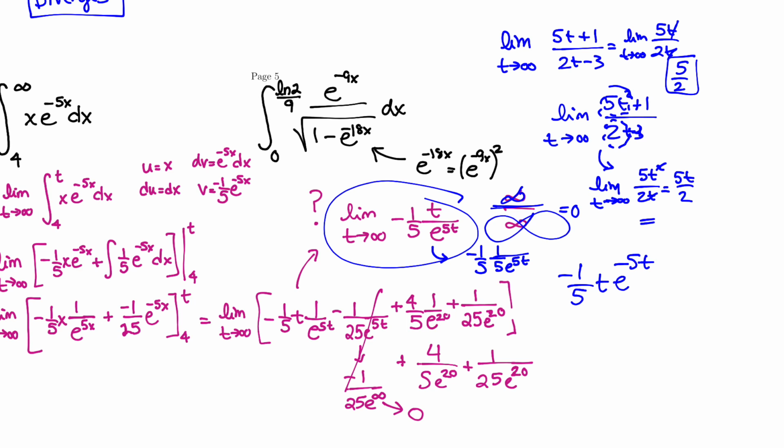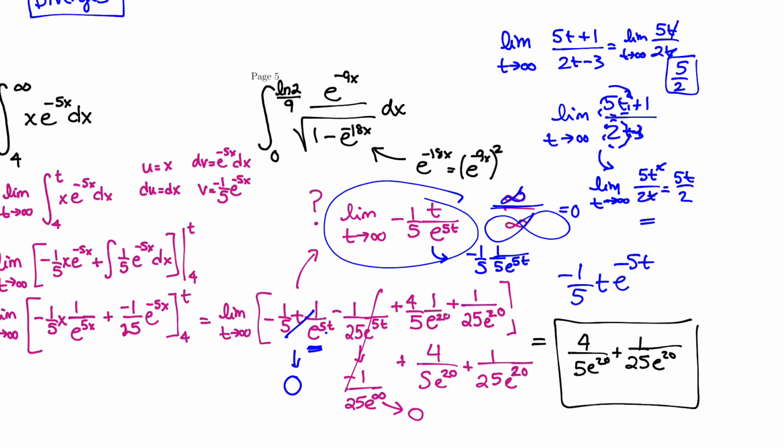Look as you go to infinity, and you'll see it goes to 0. So you would be able to say this piece goes to 0, because e to the 5t grows infinitely large compared to t, because of L'Hopital's rule or because of the graph. And therefore, this limit here is simply going to be 4 over 5e to the 20th plus 1 over 25e to the 20th. And we could put those together, or you could leave it like that in WebWork. Either one works.